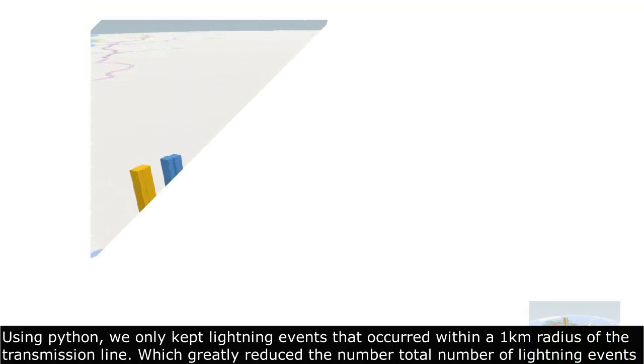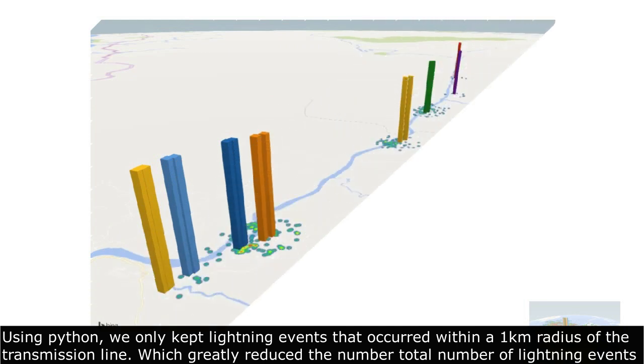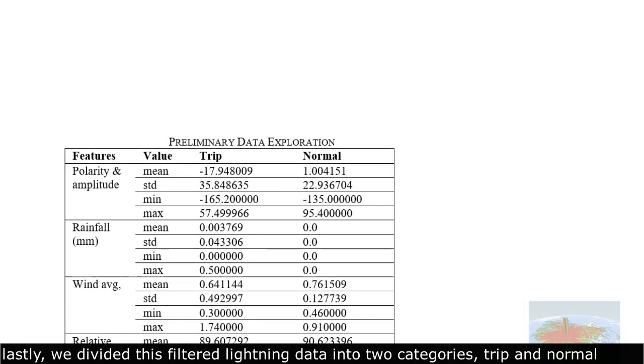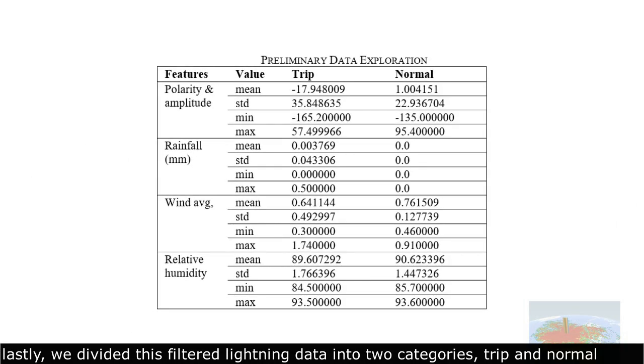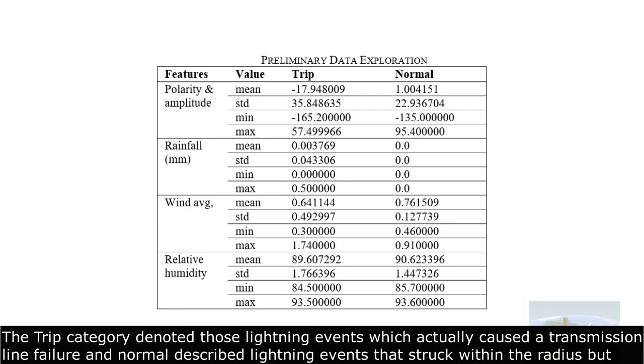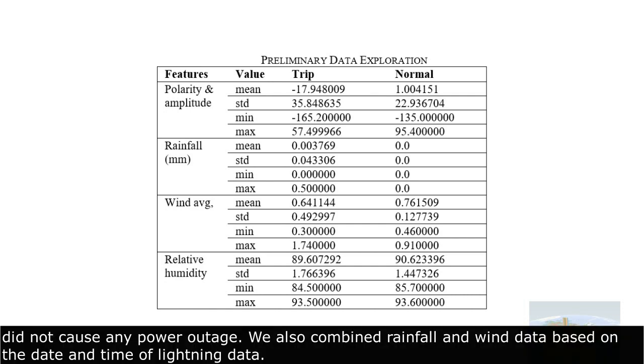Using Python, we only kept lightning events that occurred within a 1 kilometer radius of the transmission line, which greatly reduced the number of lightning events. Lastly, we divided this filtered lightning data into two categories, trip and normal. The trip category denoted those lightning events which actually caused a transmission line failure, and normal described lightning events that struck within the radius but did not cause any power outage.